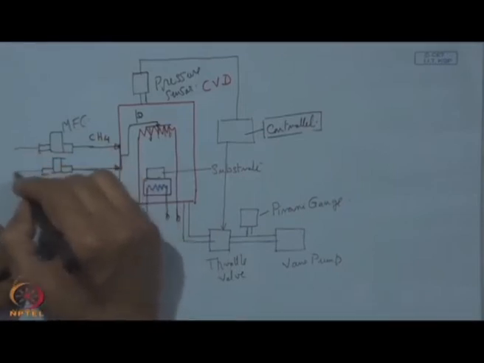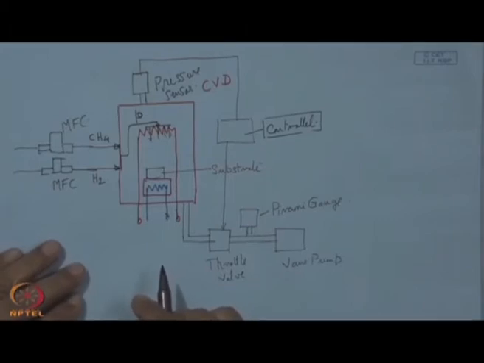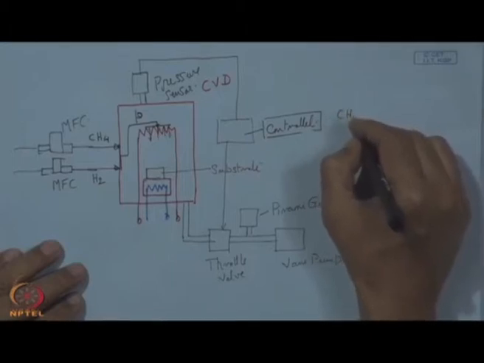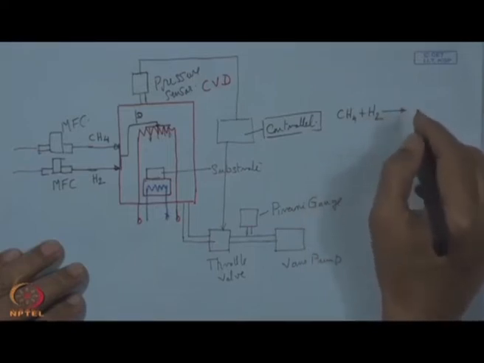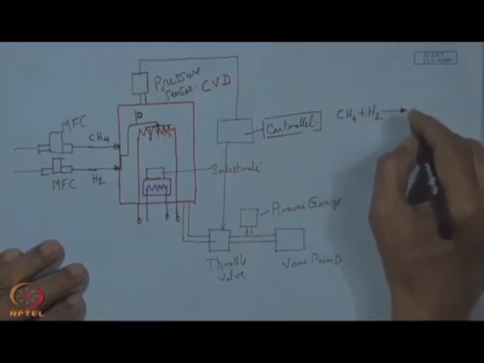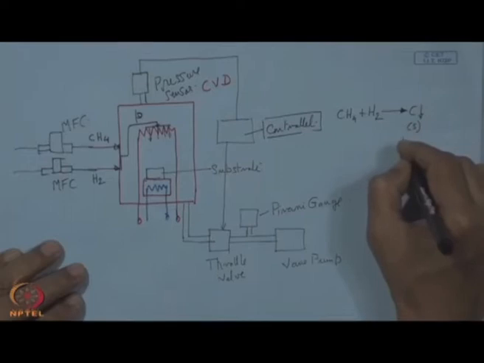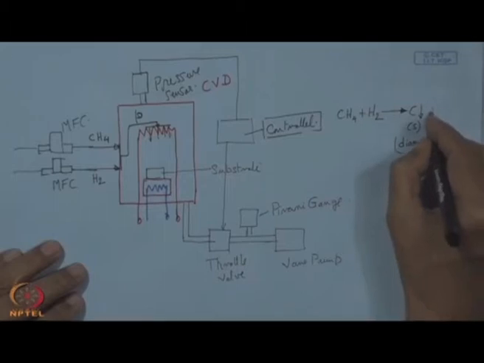So, on this side we have the bottle. So, what happens here, the basic principle is that this CH4 and hydrogen, they are thermally activated, and after that one would expect carbon to separate out in the form of a solid and having the morphology of diamond, and this hydrogen will leave.